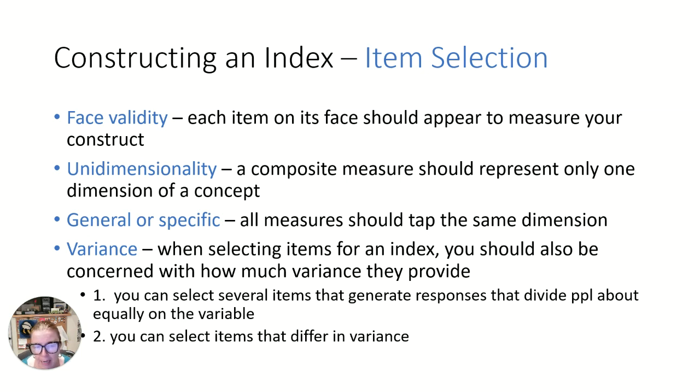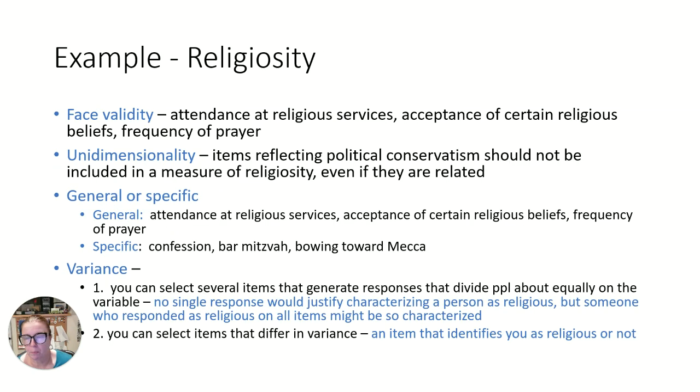And when selecting items for an index, we should also be concerned with how much variance they provide. So we can select several items that generate responses that divide people about equally on the variable, or we can select items that differ in how they vary. So let's take an example. How religious is someone, okay? So face validity, this could include things like, do you go to church? Do you attend religious services? Do you accept the following beliefs? How frequently do you pray, right? Those are all things that on their face seem like they're related to how religious someone is.